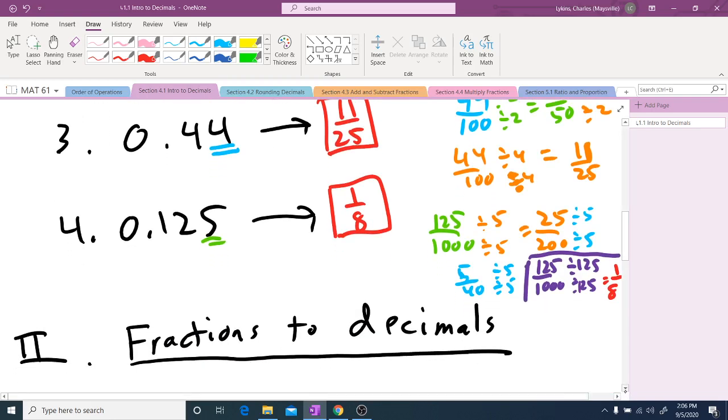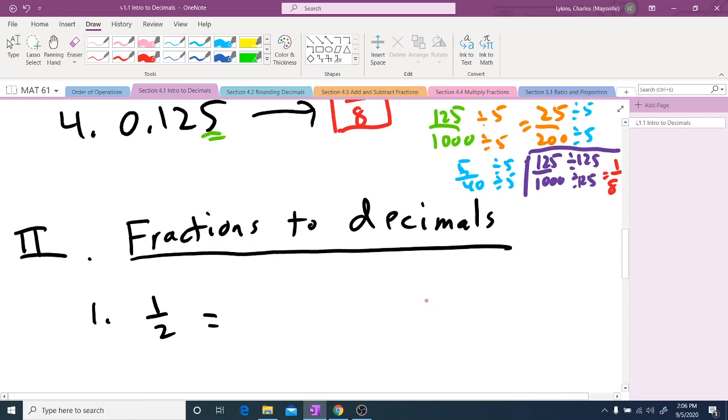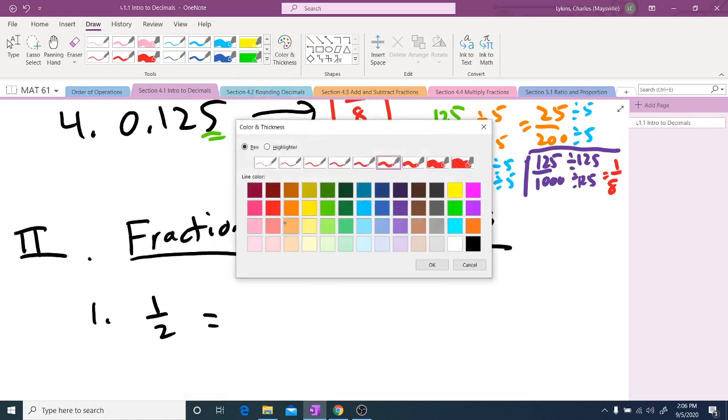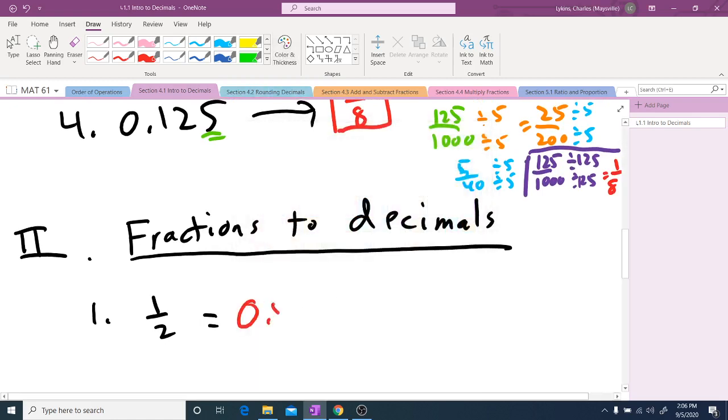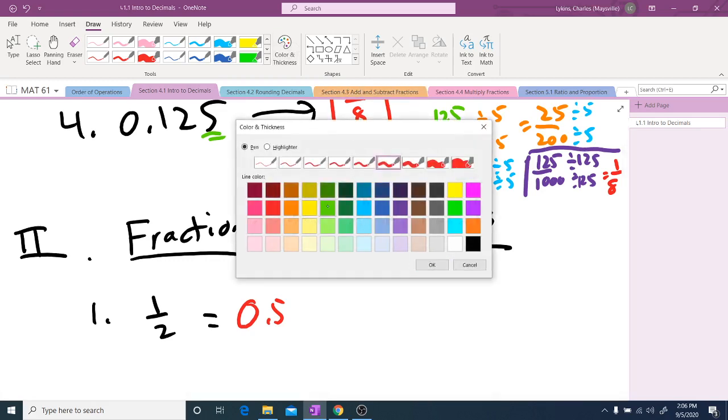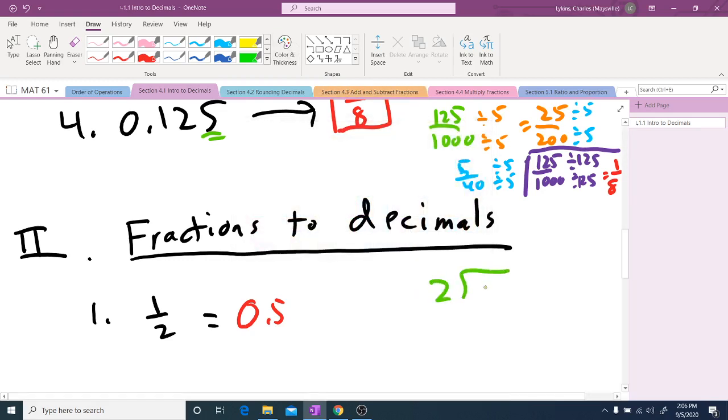So fractions to decimals. So now this 1/2, right off the bat, we're going to say, okay, that has to be 0.5. We've already looked at that when we went from decimal to fraction. But why? Well, if we take that 2 and it goes into 1, it goes into 0 times. So you put a decimal there and then add a 0. Now we think of that as a 10. Now 2 goes into 10 5 times. 5 times 2 is 10. Subtract it and you get 0 remainder. That's why it's 0.5.